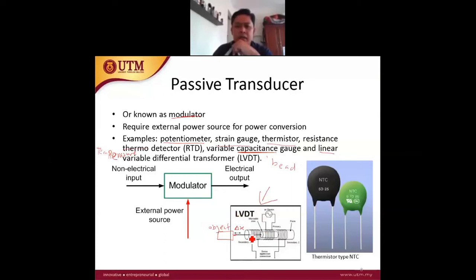So as with an LVDT, to operate it, we have to apply a power source. Okay, so like a normal or regular transformer, the operating principle relies on the power supply that is connected to the device. Okay.